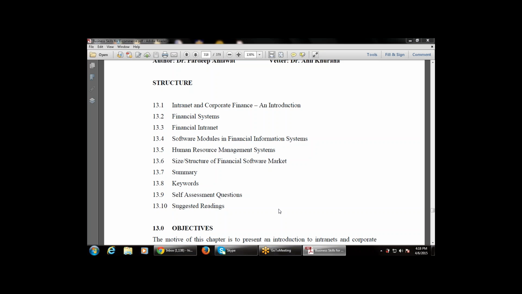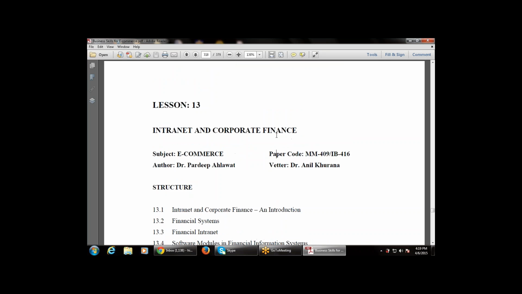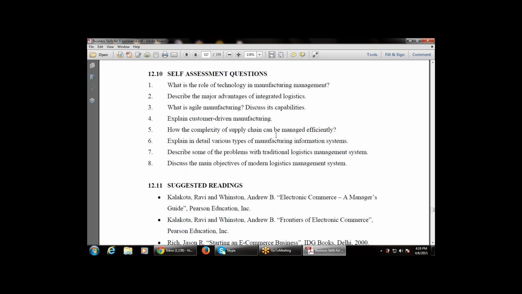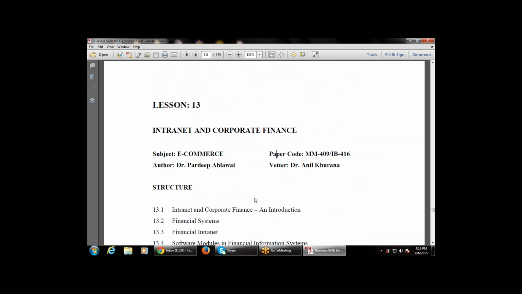Today I am going to continue with the same module, business skills for e-commerce, and chapter number 12, the internet and corporate finance, that is, how the internet is related to corporate finance. In the last class, in Friday's class, we finished chapter number 12, that is, how the internet is related to the various manufacturing units, the manufacturing management, how to use the internet for manufacturing purposes.